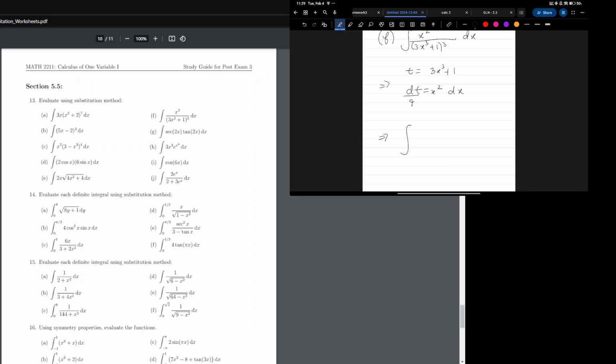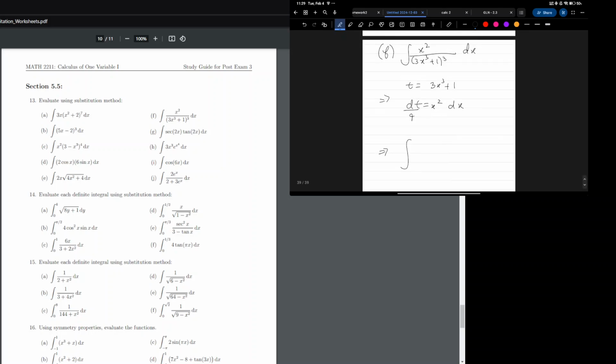Substituting everything. That is why it's called substitution, because the x squared dx, we are substituting it with this, and this we are substituting it with this. That's why it's called substitution, because we're literally substituting everything to move through our antiderivative. So the x squared dx gets changed into dt over 9. This over here gets changed into this, and this inside thing gets changed to t. So I would just have 1 over t cubed.